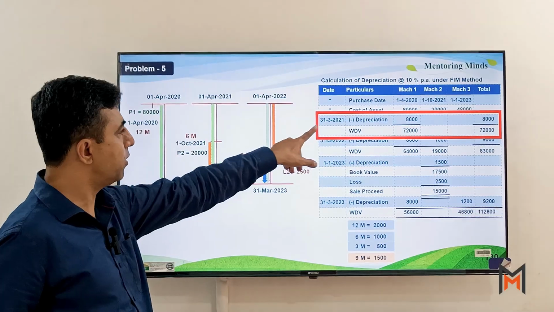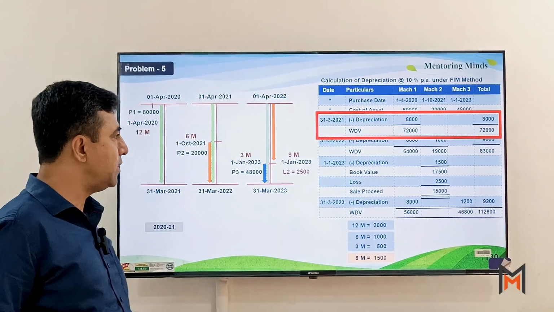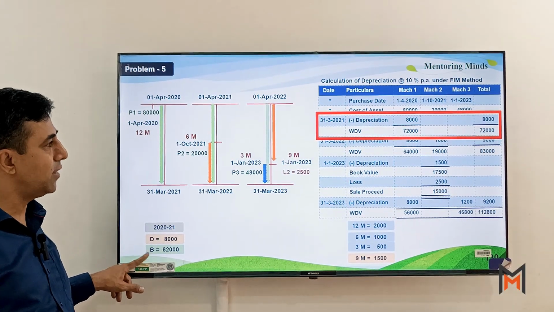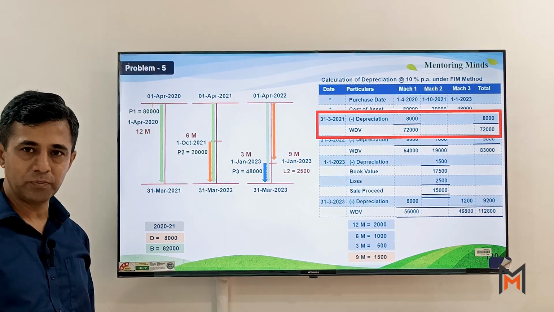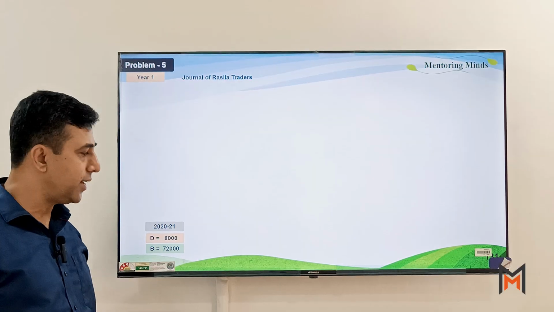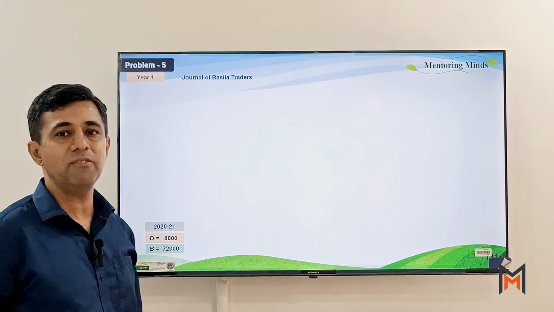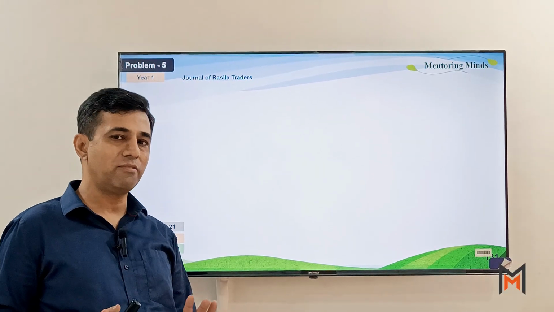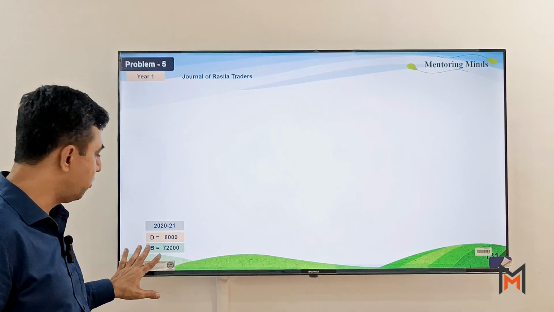So after completing the second step, now the third step is about the processing. Let's see here in the first year the total amount of depreciation is 8,000 and the written down value is 72,000. Here they have asked us to prepare journal entry. तो journal entry के लिए सिर्फ हमें depreciation की values चाहिए, not any written down value.